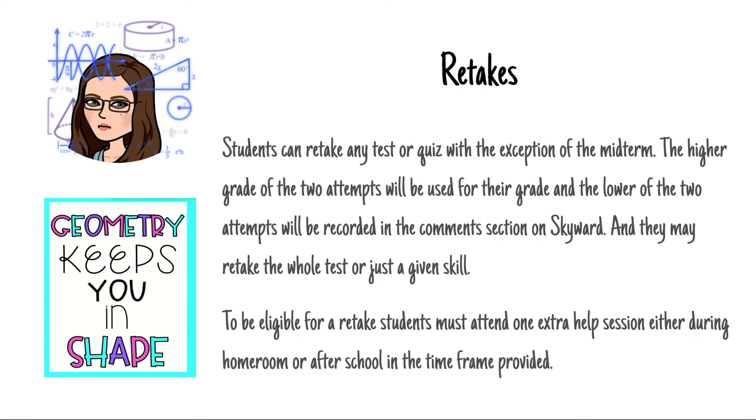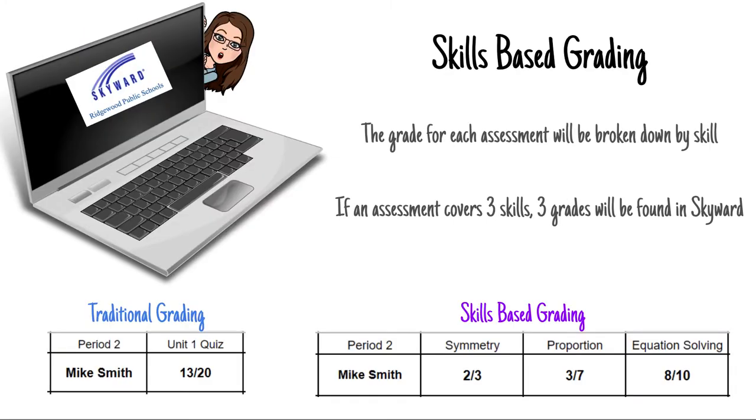And something that's good to know about the way I grade, going back to skills-based grading, some students might only want to retake certain parts of a test. So let's take Mike Smith again for an example. Perhaps that equation solving 8 out of 10, he feels really good about that and he really wants to focus his energy on proportion solving. Well, then he can just retake the portion of the test that was about proportions. Or he can retake just symmetry and proportions and not take equation solving, or he could take all three. It would be entirely up to him, and that's a conversation that you and your child can have.